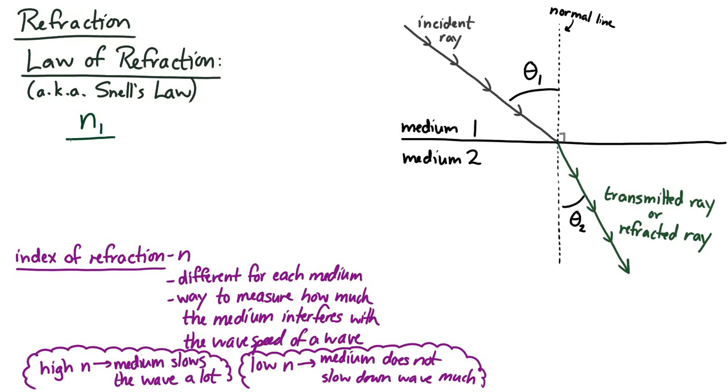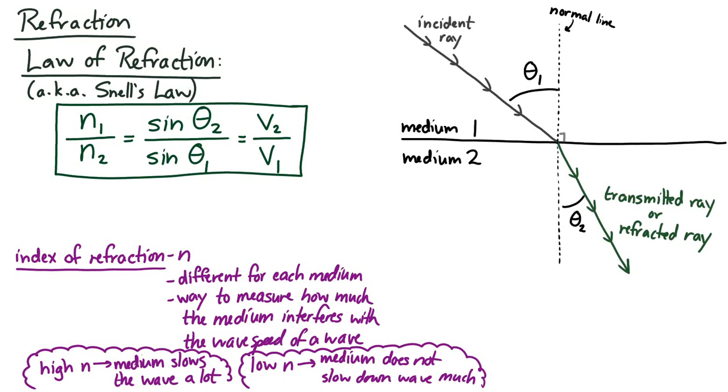n1 over n2 is equal to the sine of theta 2 over the sine of theta 1, which is also equal to v2 over v1. All right, that's a lot. So n1 and n2, those are the indices of refraction of each of the media. So n1, that's the index of refraction for medium 1. n2, index of refraction for medium 2.